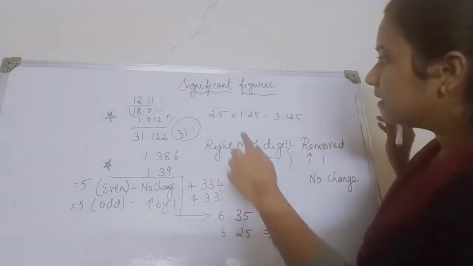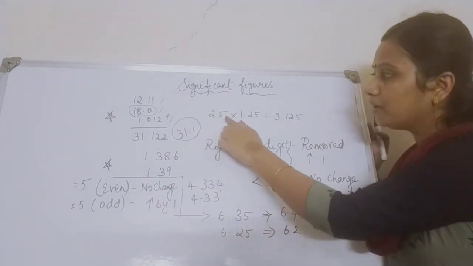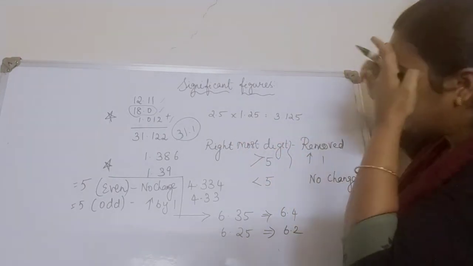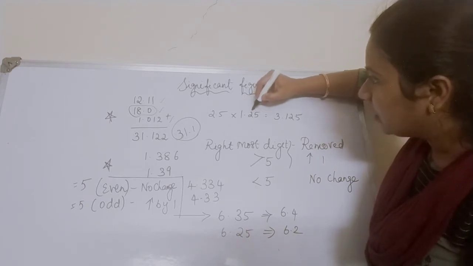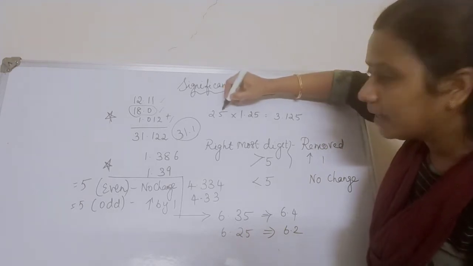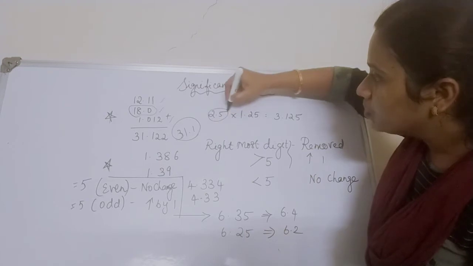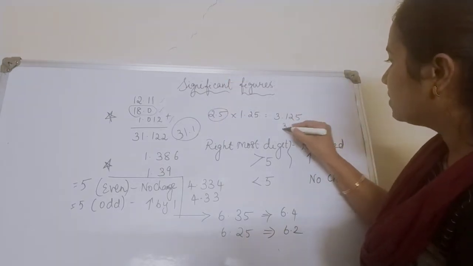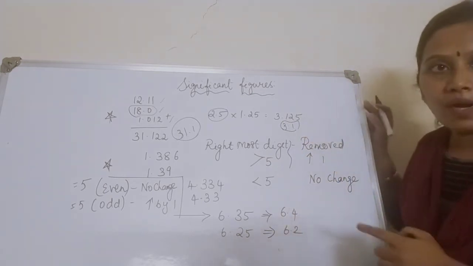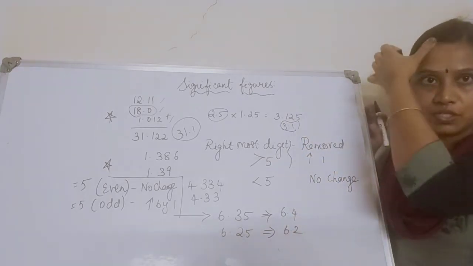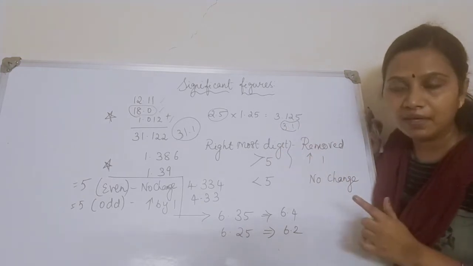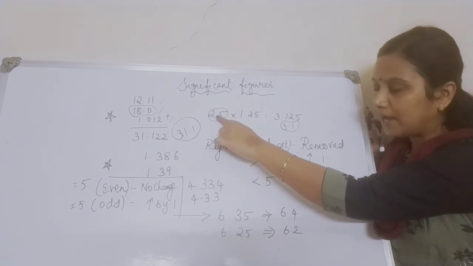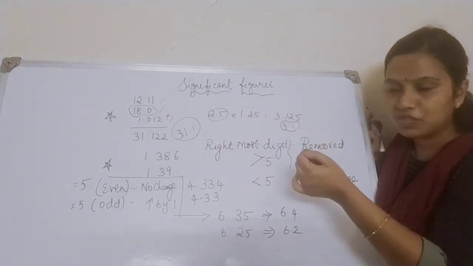Now see, this is a multiplication problem where 2.5 into 1.25, I have got the answer as 3.125. We have two numbers here. After the point I have two decimals here, and after the point I have one decimal here. So I am supposed to round off in this way. This number will be rounded off as 3.1. This is the answer. So for addition, subtraction and for division, you need to follow the same way. The number having fewer digits after the decimal should be followed for the rounding off.